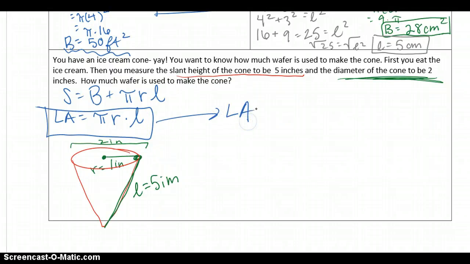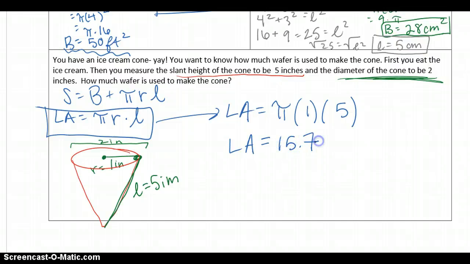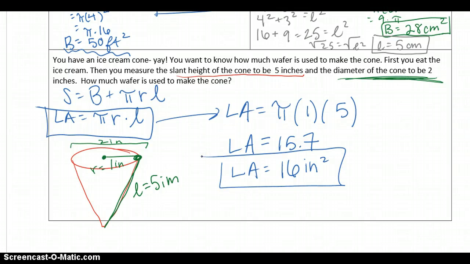So I will have LA is equal to pi times R, which is 1, times L, which is 5. So if I multiply all of these together, we do get 15.7. And I'm going to round this to the nearest whole number. So am I rounding up or down? Up. So my lateral area is 16 inches squared. So in order to make your ice cream cone, it took 16 square inches of waffle or wafer.